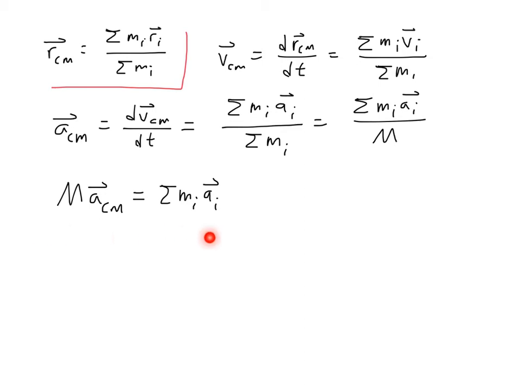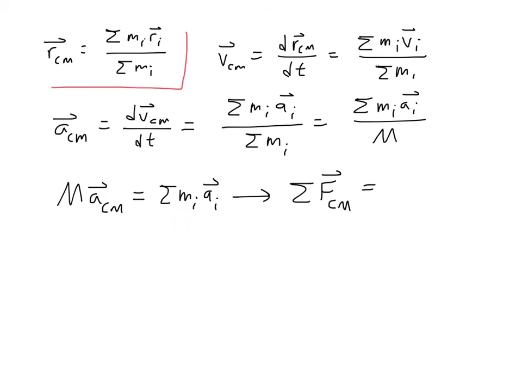But now look at this. This looks like some kind of statement of Newton's second law. We have a mass times the acceleration over here. We have a sum of all the masses times the acceleration of each object over here. So let's try to rewrite this using Newton's second law. So this is the total mass times the acceleration of the center of mass. So that's something like the net force on the center of mass, which I'm going to write like that.